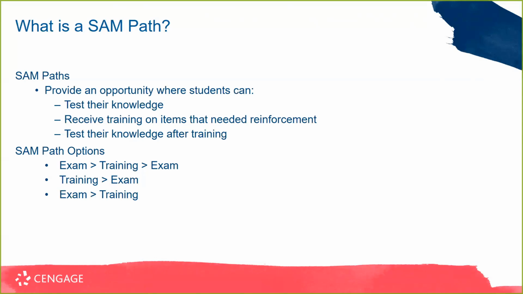There are 3 different SAMPath options available for you to select from as you're setting these up. You can do the exam, training, exam, the training and exam, or the exam and training. We'll cover that in just a minute when we walk through the demo of creating a SAMPath.